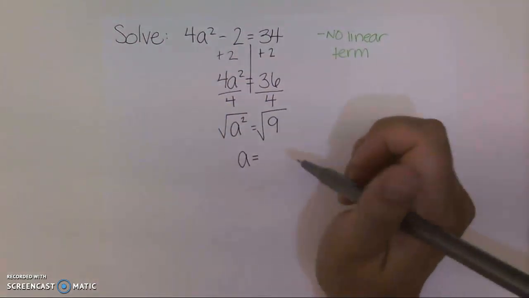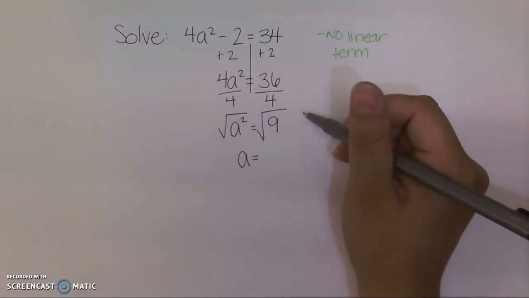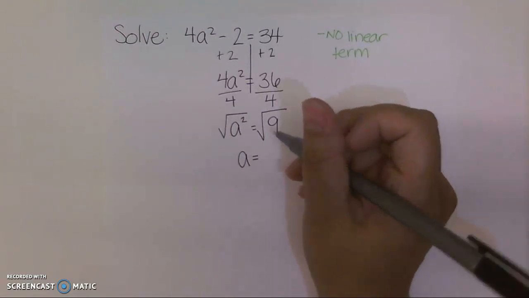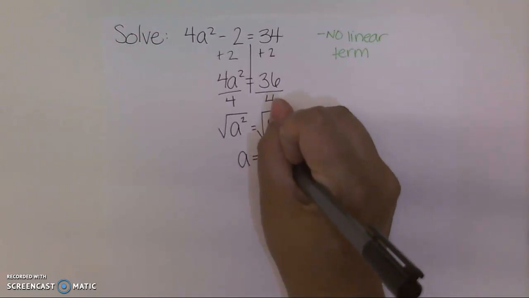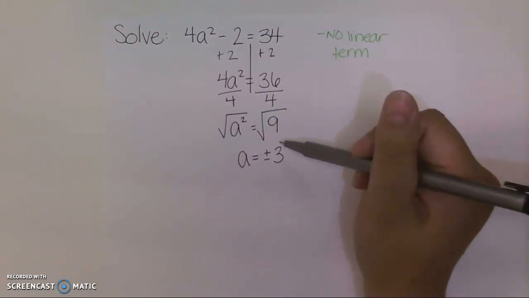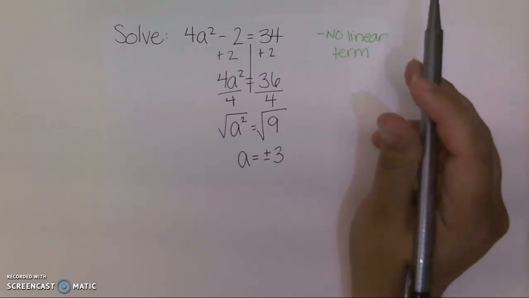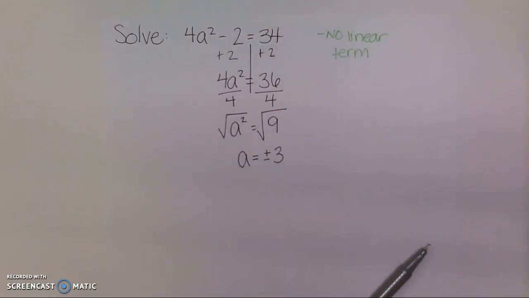And then normally when you have a square root like this, we just leave it alone and we just do 3. But the difference with quadratics is that you need to have a plus or a minus 3. Because the square root of 9 can be positive 3, 3 times 3, or negative 3, negative 3 times negative 3. So there is solving a quadratic using square roots.